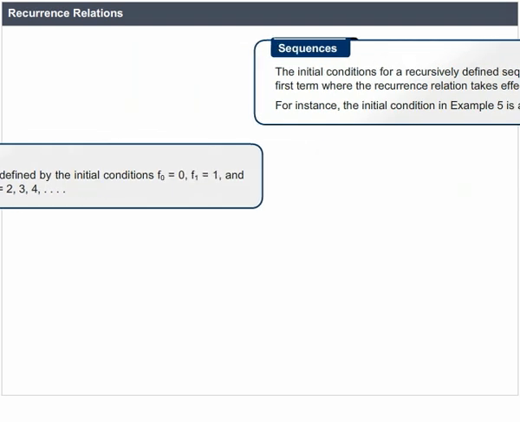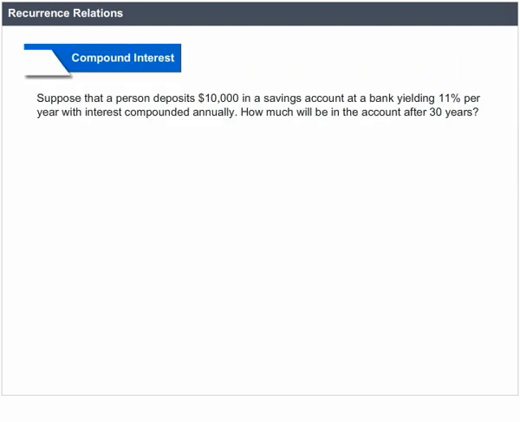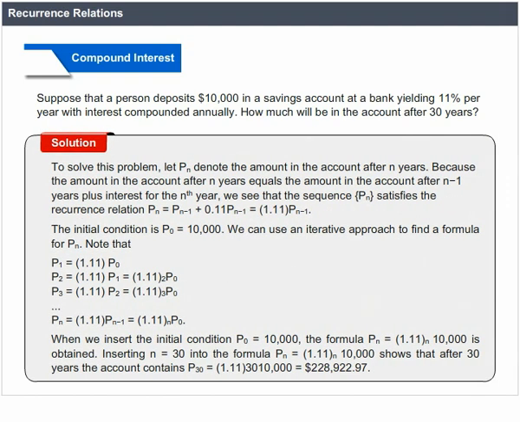Compound interest. Suppose that a person deposits $10,000 in a savings account at a bank, yielding 11% per year with interest compounded annually. How much will be in the account after 30 years? Solution. Let P_n denote the amount in the account after n years. The amount after n years equals the amount after n-1 years plus interest for the nth year. We see that the sequence P_n satisfies the recurrence relation P_n = P_(n-1) + 0.11 P_(n-1) = 1.11 P_(n-1). The initial condition is P_0 = 10,000.